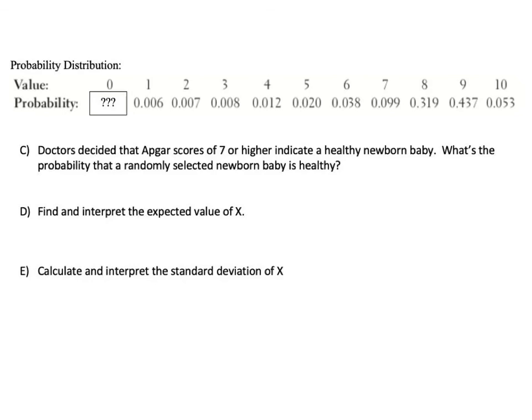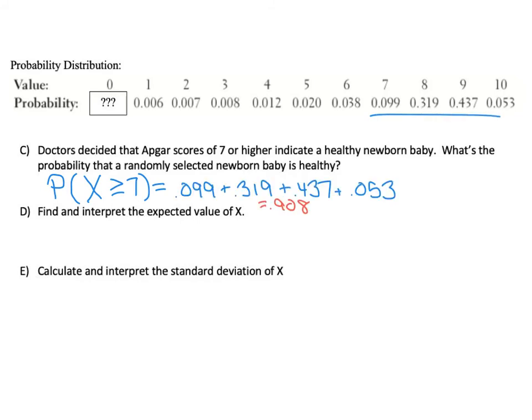Part C says that doctors decided that Apgar scores of 7 or higher indicate a healthy newborn baby. What's the probability that a randomly selected baby is healthy? All right, so this is saying what's the probability that our random variable, capital X, is greater than or equal to 7. So what would this be equal to? Well, we can just sum these values. So it'd be good practice then, once you have your decimal, to give a sentence. So I'd say we have about a 91% chance of choosing a healthy baby.